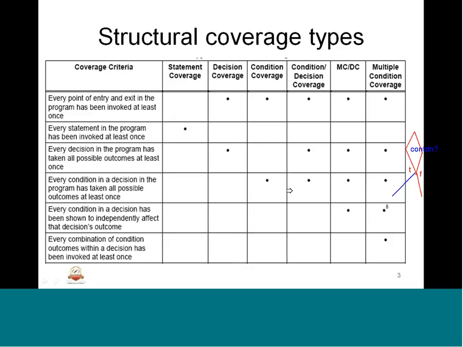The next one is every condition in a decision has been shown to independently affect that decision's outcome. That means that whatever execution path we have should be independently covered. It means the preconditions that are required should be independent. So that will be done with the help of MCDC. This MCDC is otherwise called modified condition decision coverage, a decision condition technique.